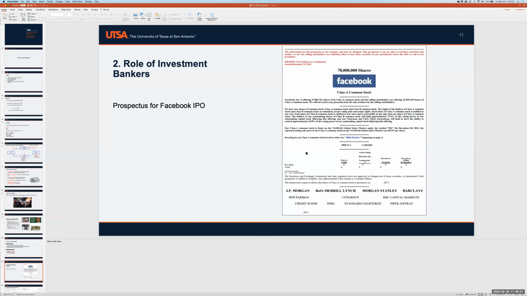Okay, just an example of Facebook IPO. At that time, they sold 70 million shares, and they explain the risk factors. You see JP Morgan, Bank of America, Merrill Lynch, Morgan Stanley, Barclays, all the other investment bankers, and it's not only one. They don't just go to Merrill Lynch or Morgan. So this is a syndicate, an example of a syndicate. All these guys get together and try to sell the Facebook shares.